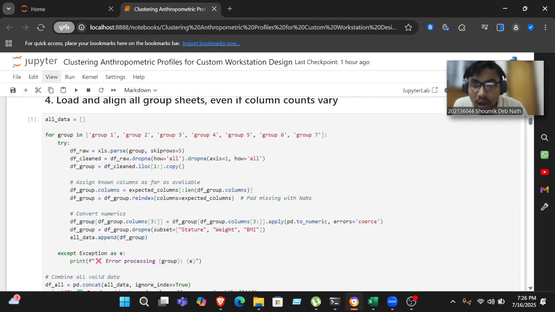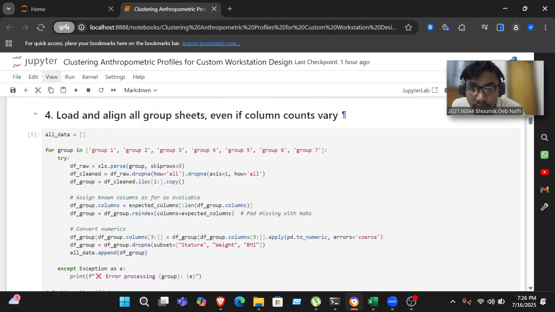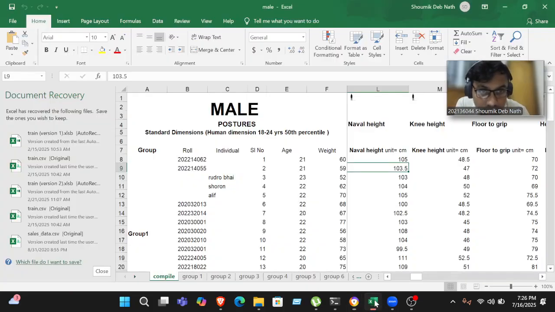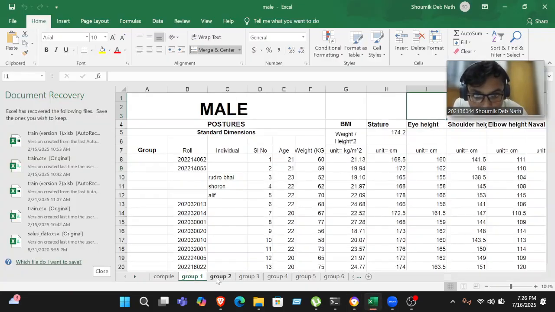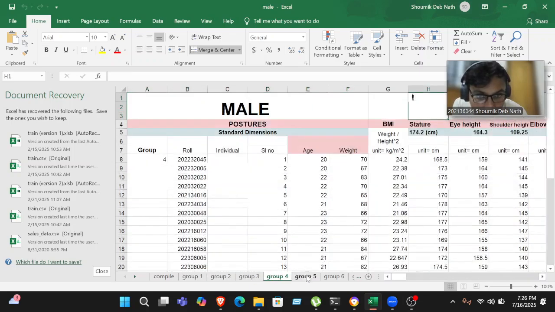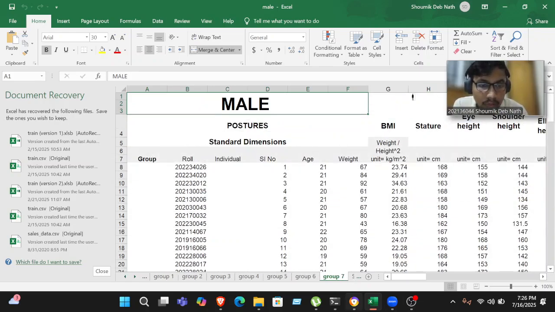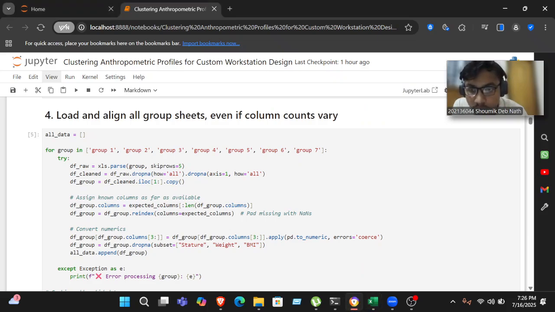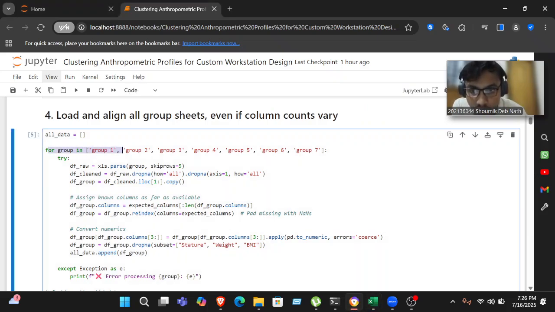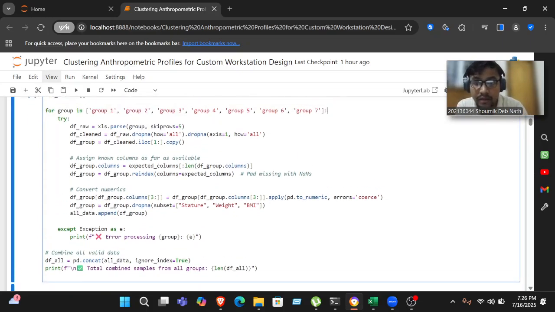So now here's the loading and alignment of all the group sheets that I showed you previously in my data set. The group sheets are group 1, group 2, group 3, group 4, group 5, group 6, and lastly group 7. In my code, as you can see, I have mentioned all the groups here. In this code, I have specified which sheets I am going to work on right now.